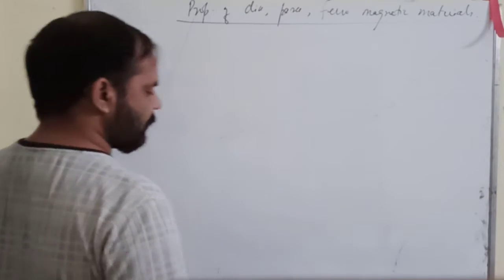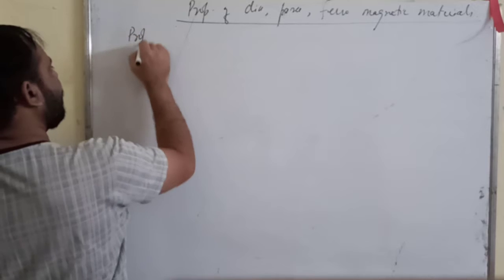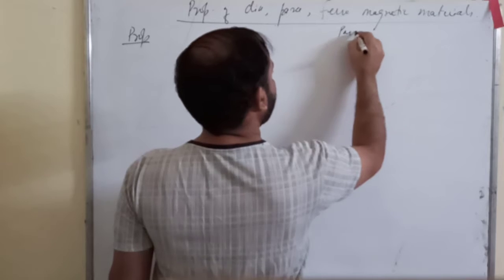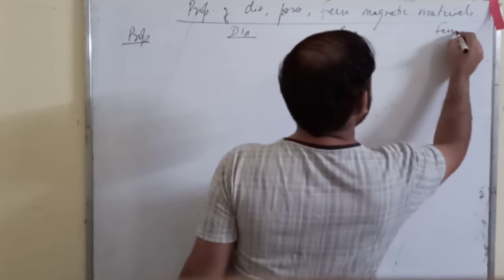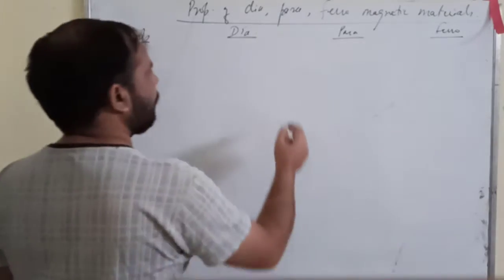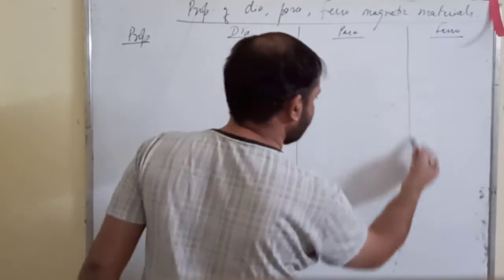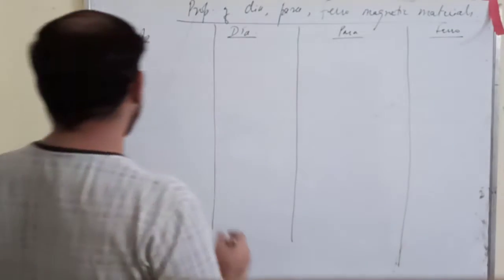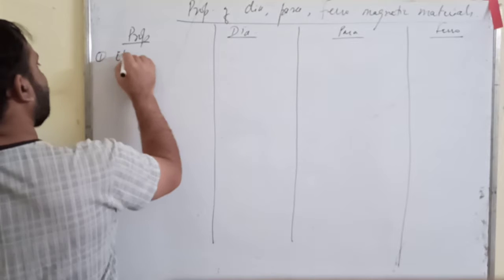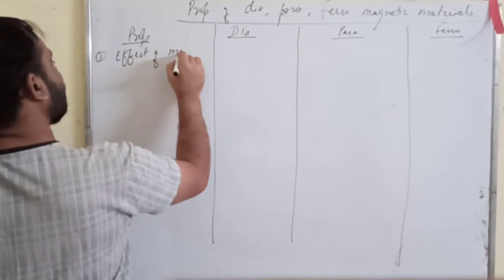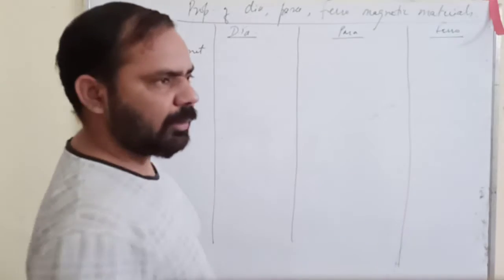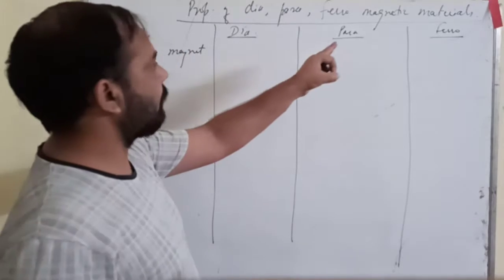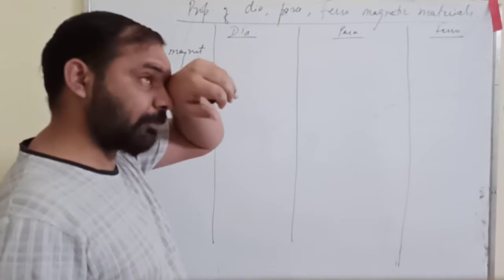Okay, so we can write here the property, then diamagnetic, paramagnetic, ferromagnetic. Okay, like this. So we start with the first property, effect of magnet. What is the effect of a magnetic field on these three types of magnetic materials?